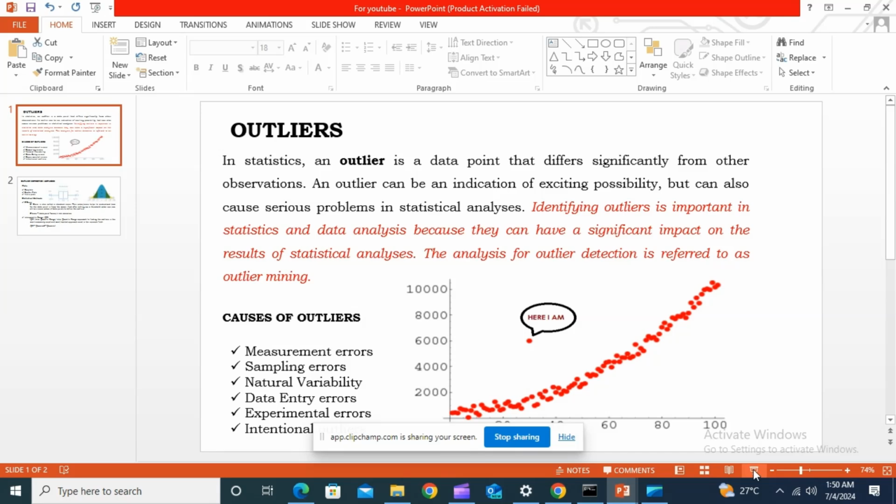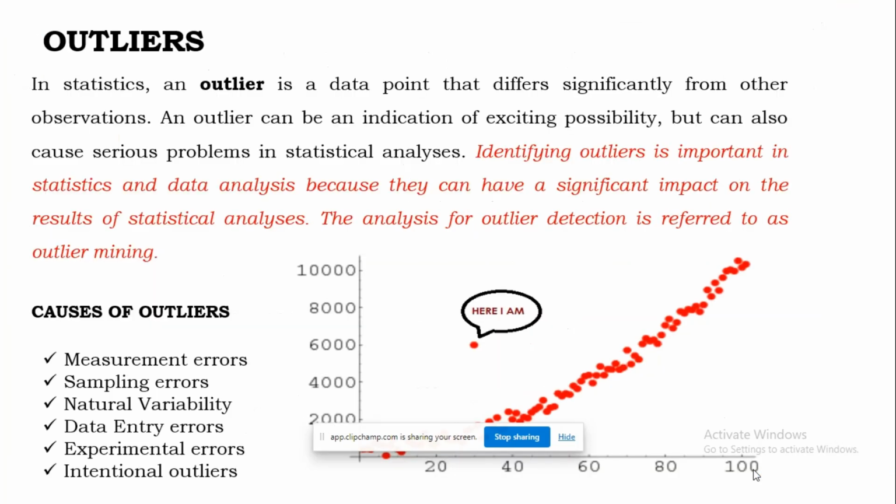What are outliers? Outliers are data points that are far apart from the average data points in a given data set. As seen in this chart here, this is a scatter plot. We can see that one point is far apart from the rest of the data point cluster. This data point is the outlier.